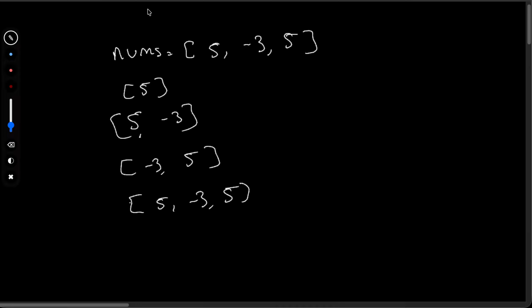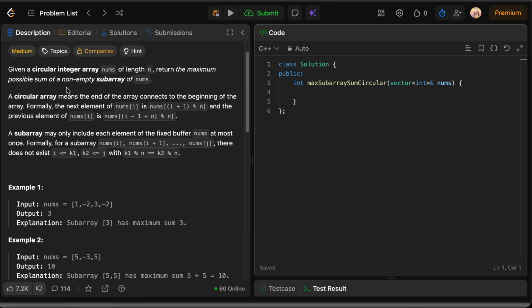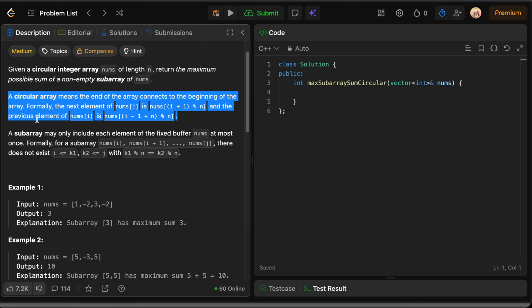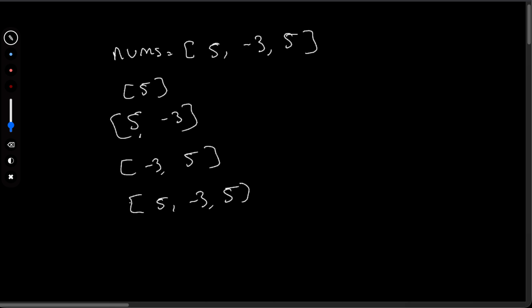So what is meant by circular? Circular means after the last element the array connects back to the first element, right? After the last element, the array connects to the first element. Like a circle.